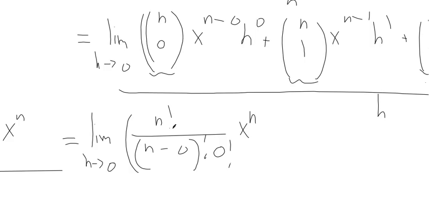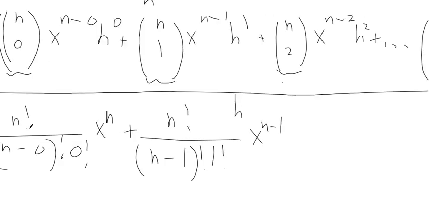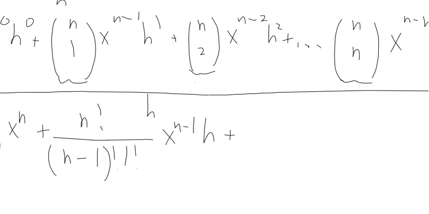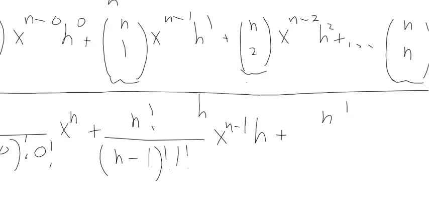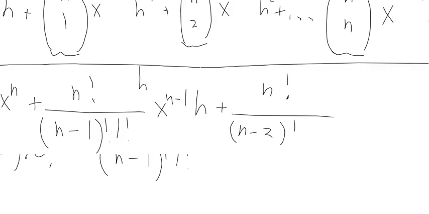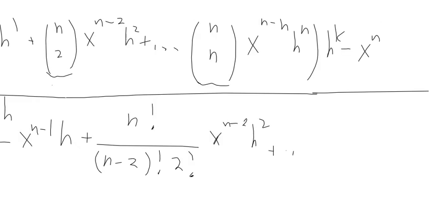h to the 0 is 1, so we have plus n factorial over (n minus 1) factorial times 1 factorial, times x to the n minus 1, times h, because h stays there since k was 1, plus n factorial over (n minus 2) factorial times 2 factorial, times x to the n minus 2 times h squared, plus dot dot dot.